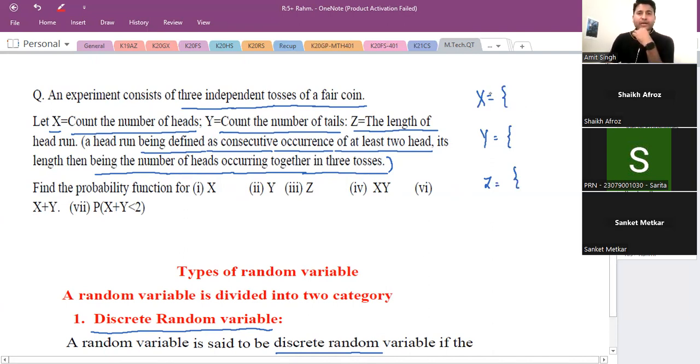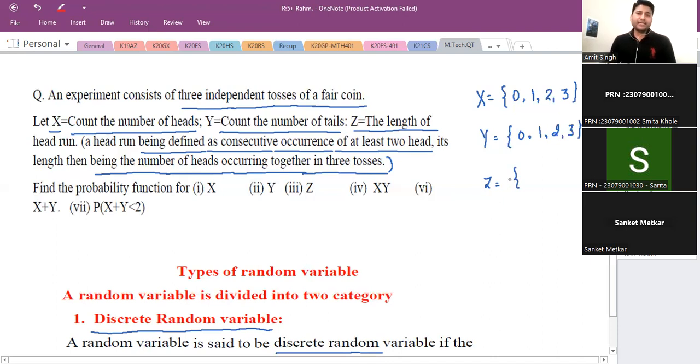So what are the possible values of x? It is counting the number of heads. When I toss a coin 3 times, it may be that there is no head and all 3 are tails, so one possible value is 0. It may be 1 head, 2 heads, or 3 heads. So the possible values for the random variable x are 0, 1, 2, and 3. In the same manner, y is counting the tails, so the same holds for y also: 0, 1, 2, and 3.